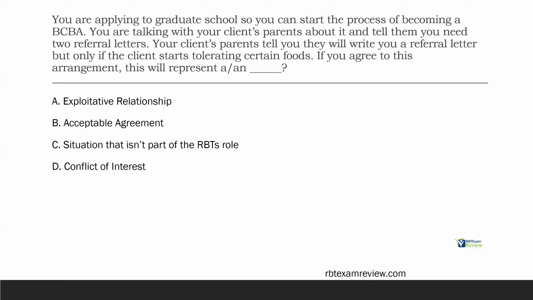So why is that unethical? Well, because that can lead you to doing things that you shouldn't be doing to get the client to tolerate certain foods. If you really want that referral letter, you might get desperate and you might start doing things you shouldn't be doing to get the client to start tolerating foods. Therefore, this represents a conflict of interest, which again is when you or a principal party or a BCBA or whoever has a vested interest, has an interest in the outcome of a scenario.